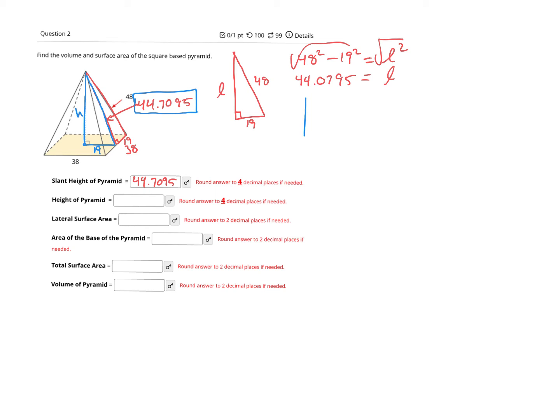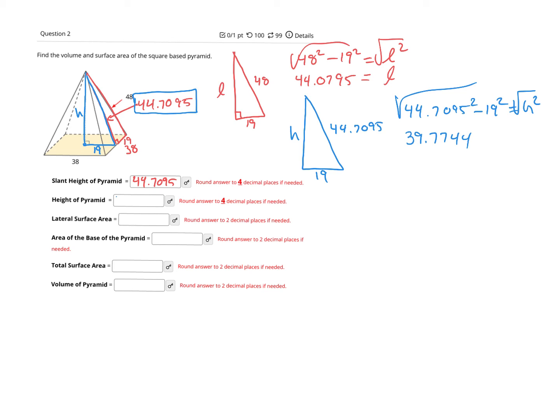So again, I'm going to go ahead and draw just a right triangle here. This one will be my slant height, which is 44.7095. This is going to be 19, and I'm going to put that in the Pythagorean theorem. This is the height. So we want to do something like this: 44.7095 squared minus 19 squared is equal to the height squared. And then when you take the square root of both sides, you're going to end up with 39.7744 for the height of the pyramid.